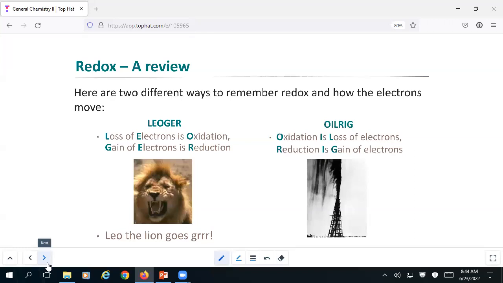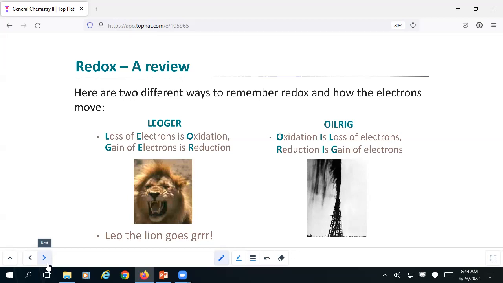And since it's causing that thing to be oxidized, it must be the thing that's taking the electrons. So the first device is Leoger. Leo the lion goes, grr. Leoger, we've got the two separate parts. The loss of electrons is oxidation, that's Leo. And the gain of electrons is reduction, that's grr. On the other side, we've got oil rig. Oil rig discusses that oxidation is the loss of electrons, that's the oil, and reduction is the gain of electrons, that's the rig.